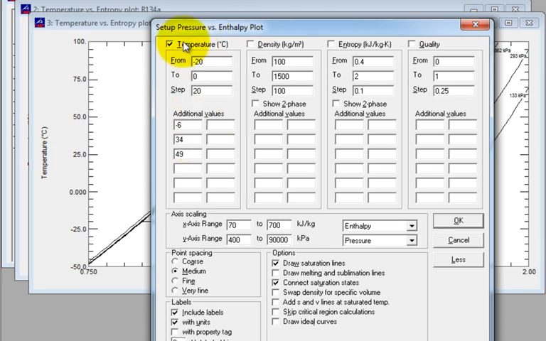How about the range of enthalpy? We don't need it to go from 70 to 700. Let's pick about 150 to about 450. Again, I've played with this before coming in. Otherwise, you would just kind of repeat and do a couple of them. And then go from the y-axis, maybe 80 up to about 2,000. Connect saturation states, agree. Let's see what it looks like.